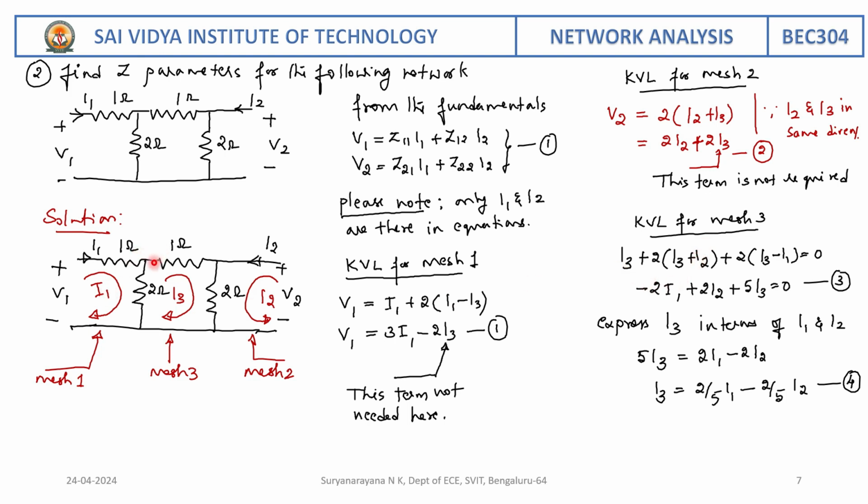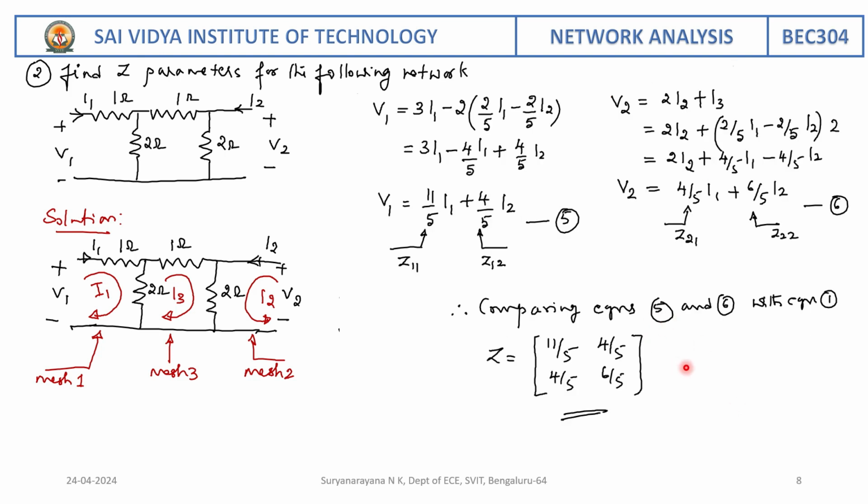Therefore, we can write I3 plus 2I3 plus I2, because I3 and I2 are in same direction, plus 2 into I3 and I1 are in opposite direction. Simplify and get the expression for I3 here. Once I3 expression is available, substitute that in V1 and V2.